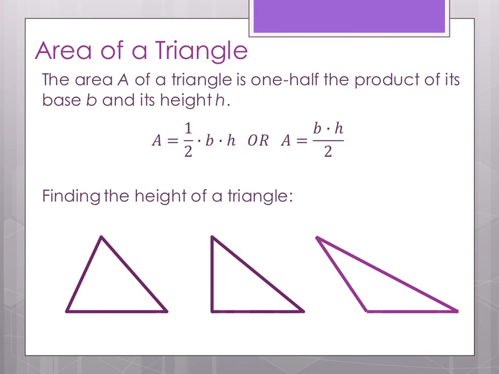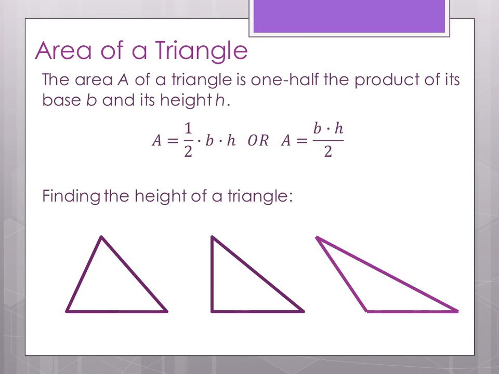Next, let's talk about how we find the height of a triangle. The technical definition for the height of the triangle is the length from the base, which would be the bottom, to the opposite point of the triangle that makes a 90-degree angle with the base, or a right angle.